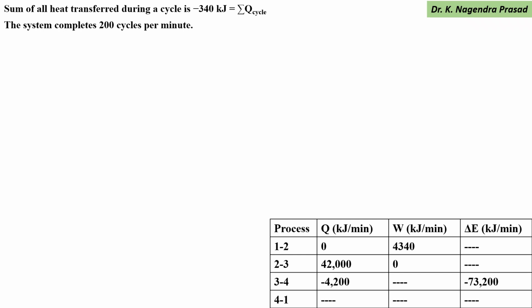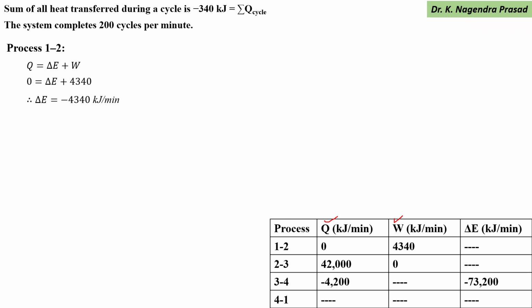In the process 1 to 2, heat transfer is given and the work transfer is also given. So del E is not given. Based on the first law of thermodynamics, Q equal to del E plus W. So Q12 equal to 0 and W12 equal to 4340. Then this equation will become 0 equal to del E plus 4340. Then del E equal to minus 4340 kilojoule per minute.